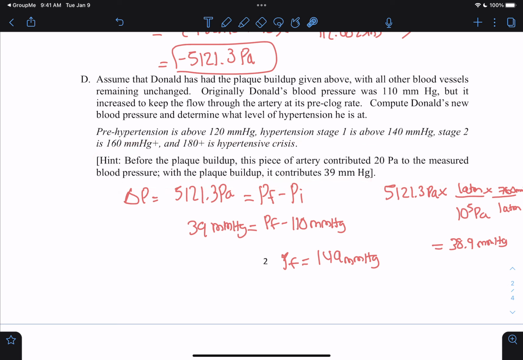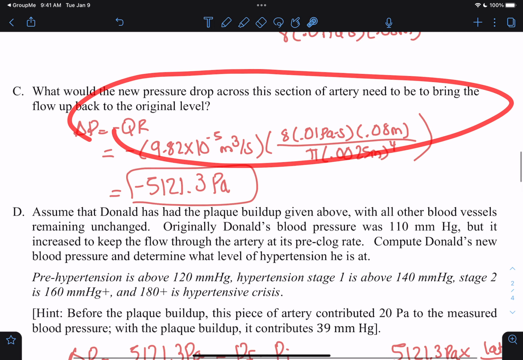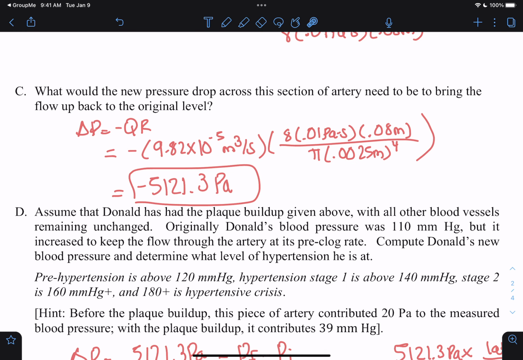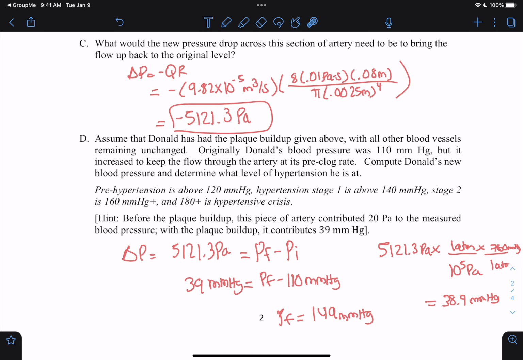So here, they were talking about pressure drop, so we had to make the values negative. But here they're talking about a pressure increase, so your delta P would have to be positive to show that the pressure increased.